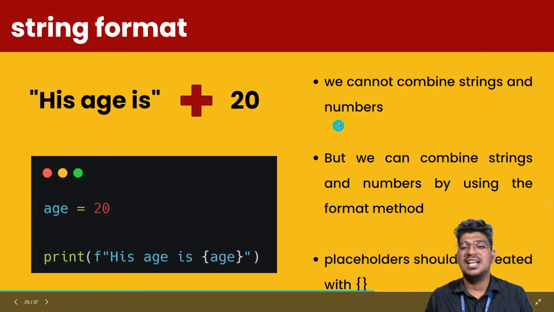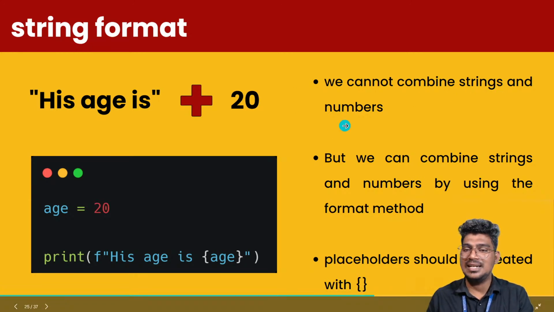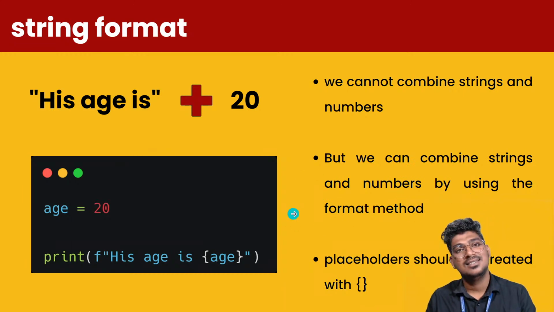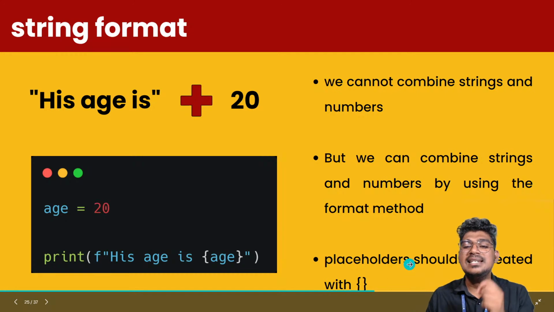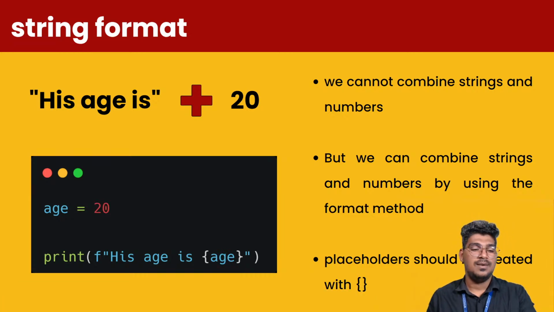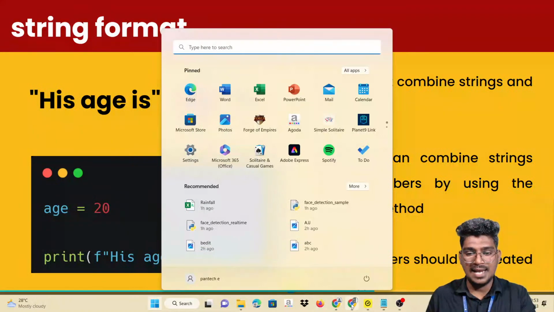So that's why I mentioned here, we can't combine a string and a number directly, but we can combine strings and numbers by using the format method. That means a placeholder should be created with the help of the curly brackets. Okay, right. So I will tell you how to do that.